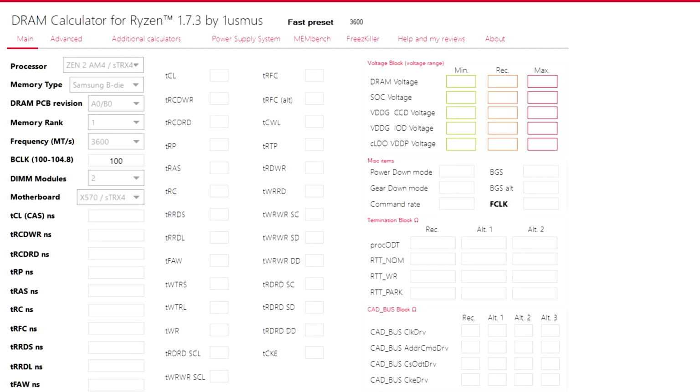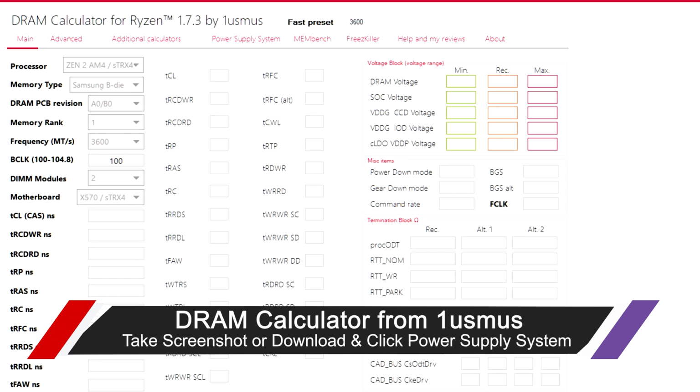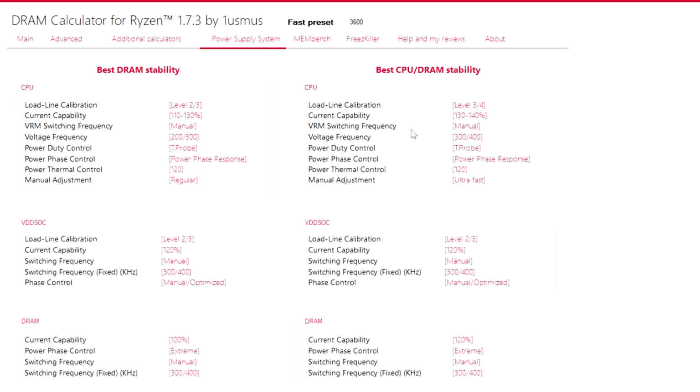So before we dive into all of the settings in the BIOS and going through the changes we need to make, I wanted to show you where this information actually came from. So like I said, this is the DRAM calculator for Ryzen. This is 1.73. It has not been updated yet to the 5000 series for Ryzen. However, the information that I saw in here and from people talking on the forums, et cetera, this is still very relevant recommendations. So once you actually have the application installed and opened, just simply click Power Supply System.